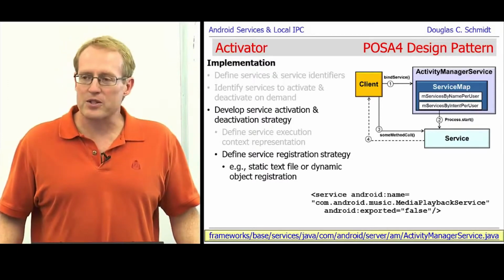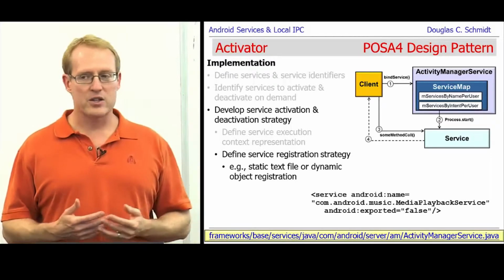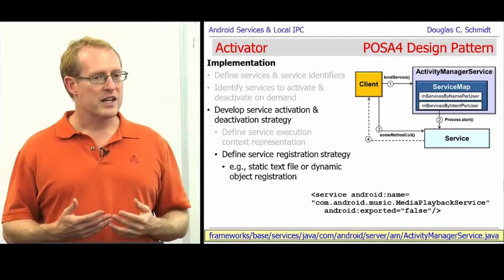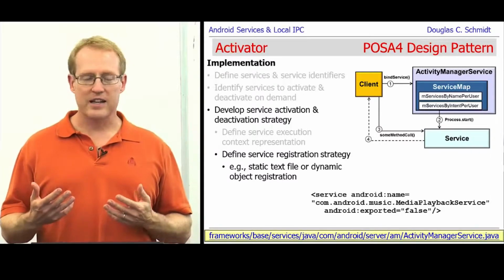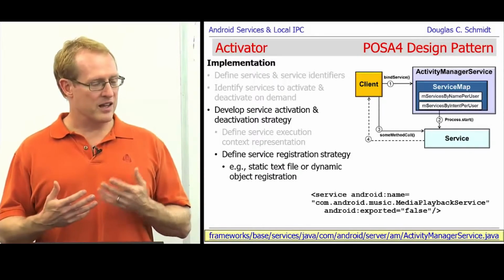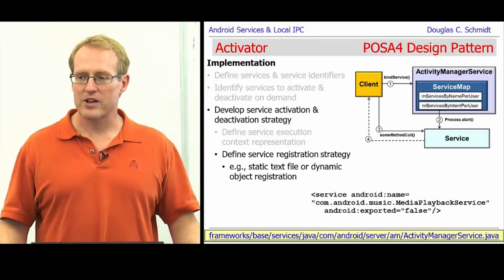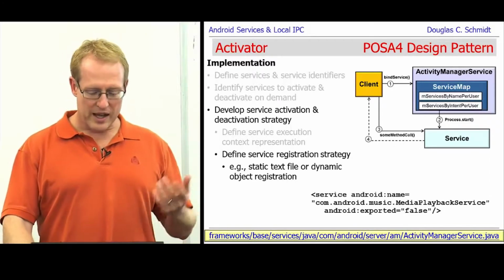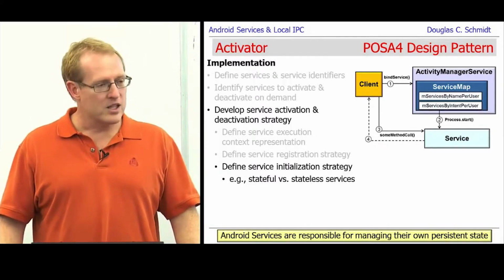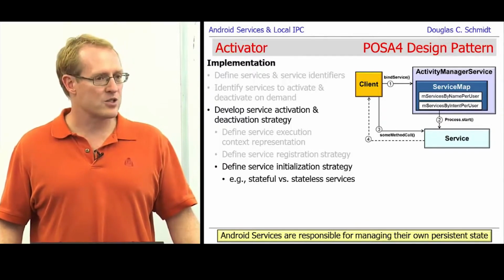You also have to figure out how the service is going to register itself with the activation framework. Is it going to do it dynamically by some kind of API call like register service? Is it going to do it more statically by defining various things in a manifest file so that when things get started, the system knows which place to launch and how to dynamically load the various resources in and so on? Those are decisions. Android typically goes with a static text file approach with a manifest file. You also have to decide whether the activation framework is going to be responsible for initializing the service or not.